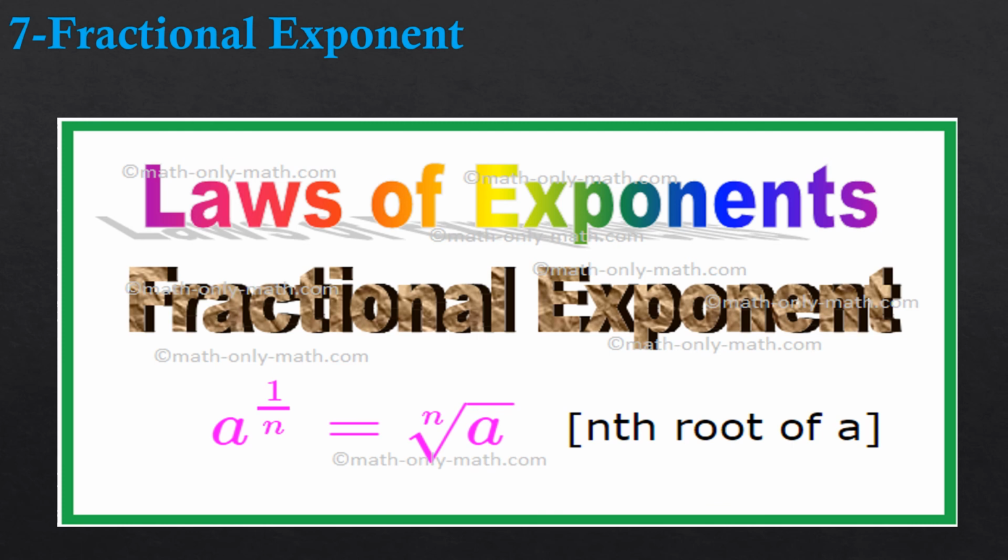This law is not mentioned in your book, but next year, inshallah, you will need it. Fractional exponent. If we have a power 1 over n, that means the nth root of a. So n is the root of a. Let's say the square root of 9 is 3, right? Or you can say 9 power 1 over 2.